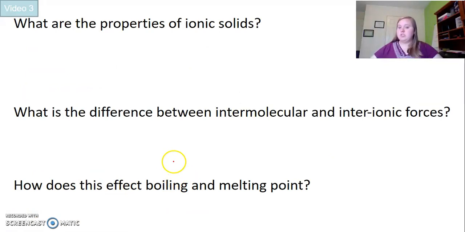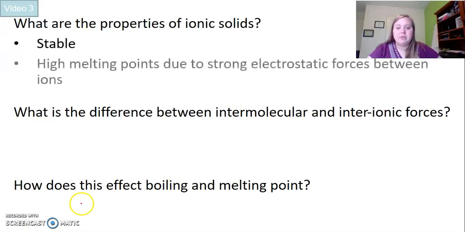Finally, some characteristics of ionic solids that you should know and hopefully remember from Chem 1 is they are very stable. Because they are stable, they're going to have very high melting points. And this high melting point specifically is a result of the strong electrostatic attraction. Electrostatic attraction just means the attraction between oppositely charged ions. So electrostatic is just a fancy way of saying oppositely charged ions, and that's what's holding an ionic solid together.